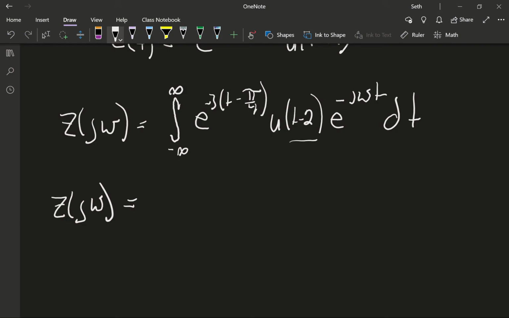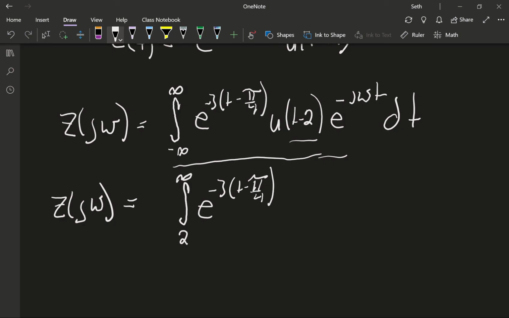So what we're doing here, without explicitly writing it, is we're splitting up this integral into 2, and that would be from minus infinity to 2 plus another integral from 2 to infinity, in which case the integral from minus infinity to 2 is just 0, so we're omitting it. So from 2 to infinity, e to the minus 3 times (t minus pi over 4), e to the minus j omega t dt.